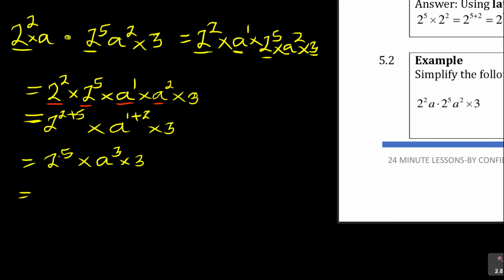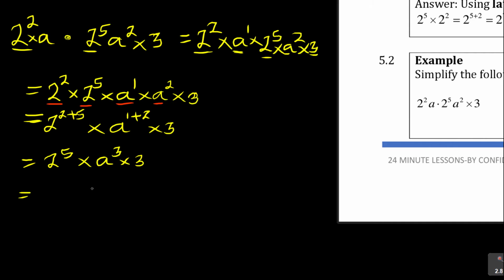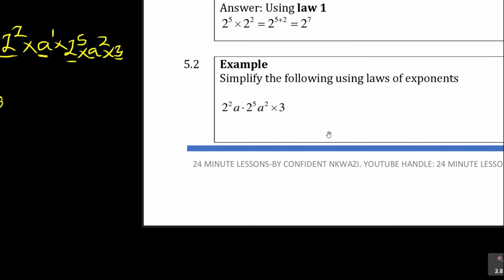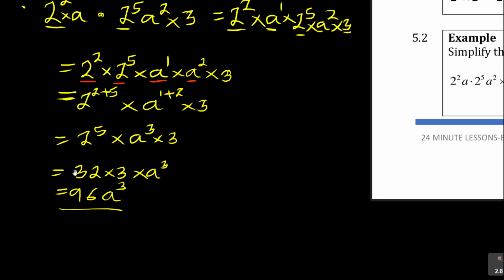Now remember, 2 to the power 5, you can use a calculator at this stage because they assume you know what 2 to the power 5 is, so they won't penalize you there. So 2 to the power 5 is 32. So you're going to say 32 times 3 times a to the power of 3. Now 32 times 3: 3 times 2 is 6, and 3 times 3 is 9, so 96a cubed. Then that becomes the answer. Are you with me? So the aim here, when they say simplify using laws of exponents, is that you are supposed to simplify into that form.